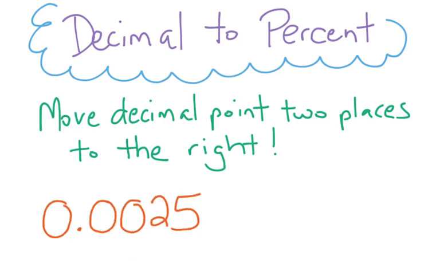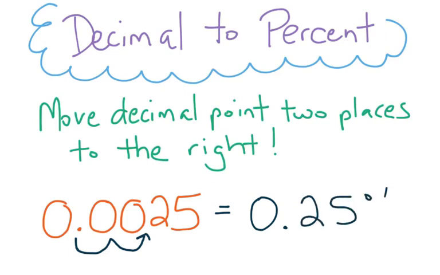And last but not least, when I have a really small number, like I have here with 25 ten-thousandths, I don't do anything different. I grab that decimal. I'm only going to move it over two spots from where it started. So my percent is going to be small as well, 0.25%. Got it? Good.